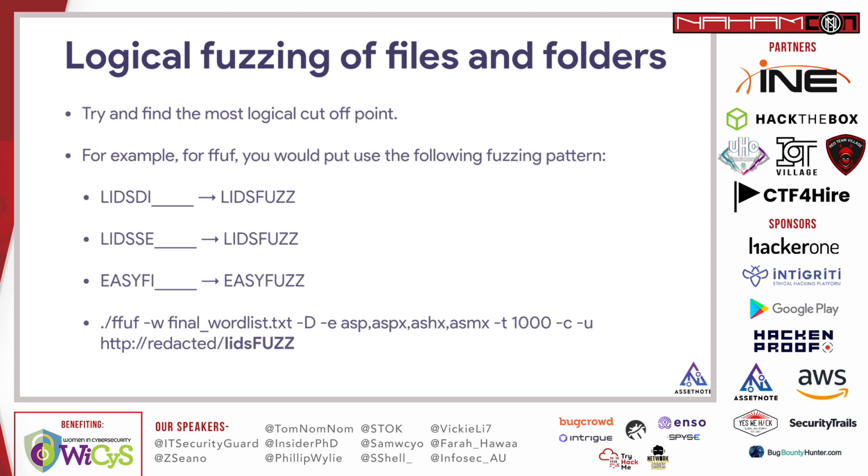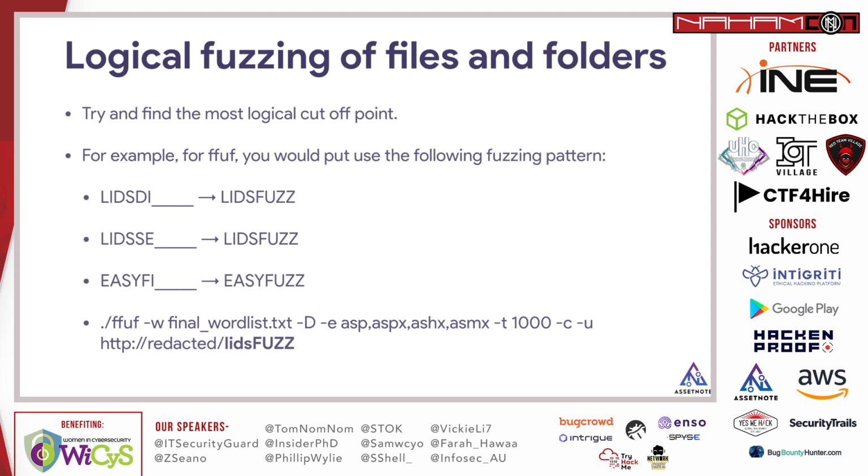If you were using something like ffuf, you can see here that I have transformed these partial folder names into what I would typically be putting into ffuf. You can see that there's lids DI, which has been converted to lids FUZZ, because I believe that the partial name of the folder is lids, and then there's something after that we could discover. The same goes for lids SE. The pattern between the first two is that they both start with the letters LIDS, so I'm going to fuzz everything after those 4 letters. And then you can also see easy FI, and that's just going to become easy FUZZ.